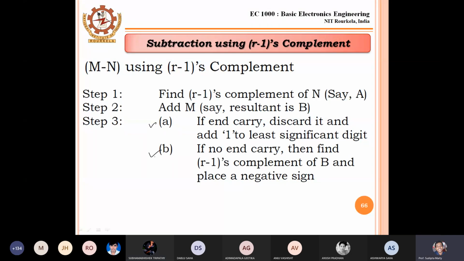Can we go to the next mathematics? Then it will be easy. Wait a minute, sir. Okay.